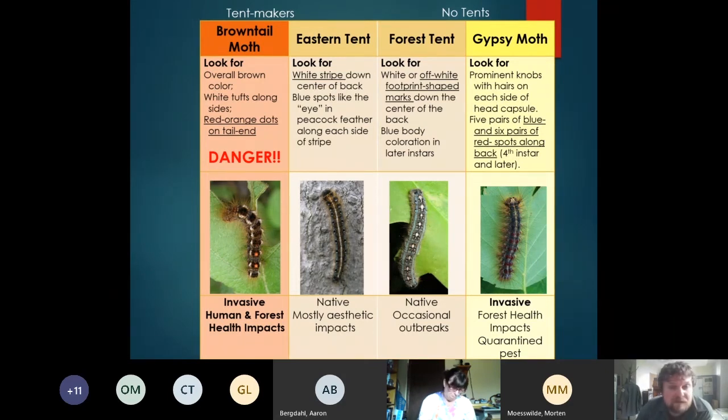And gypsy moth, which is in the same family as browntail moth, a family called Erebidae, also has these 5 pairs of blue dots towards the head end, and as you get towards the tail end, there's 6 pairs of red dots. But in general, for browntail, look for these 2 orange dots and these white tufts along the side of the body.